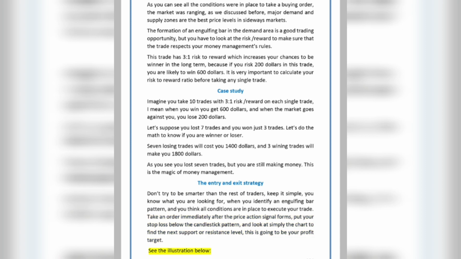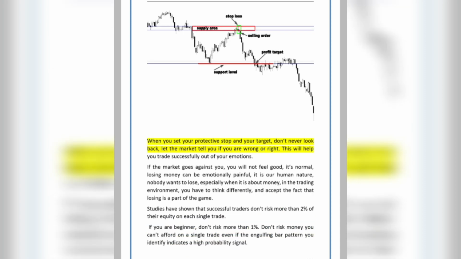See the illustration below. When you set your protective stop and your target, don't ever look back. Let the market tell you if you are wrong or right. This will help you trade successfully out of your emotions. If the market goes against you, you will not feel good. It's normal. Losing money can be emotionally painful. It is our human nature. Nobody wants to lose, especially when it is about money. In the trading environment, you have to think differently and accept the fact that losing is a part of the game.